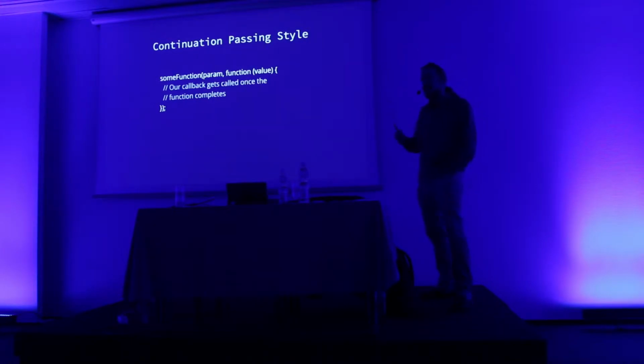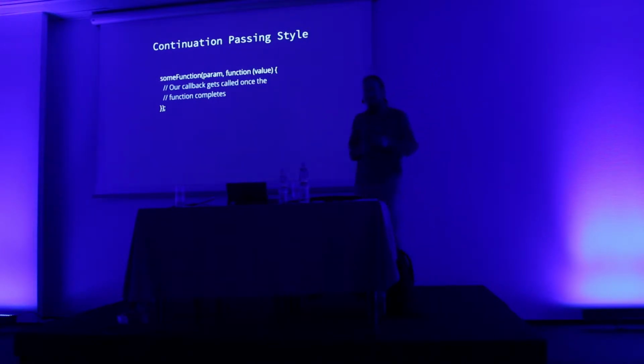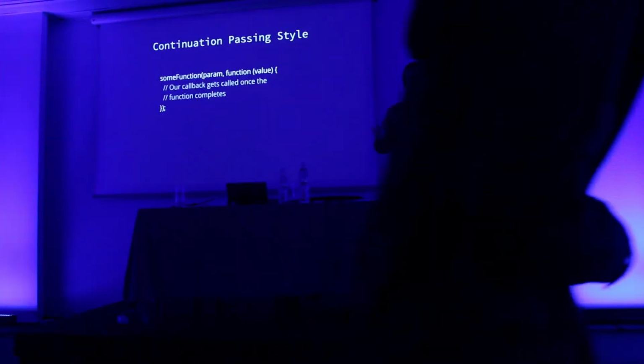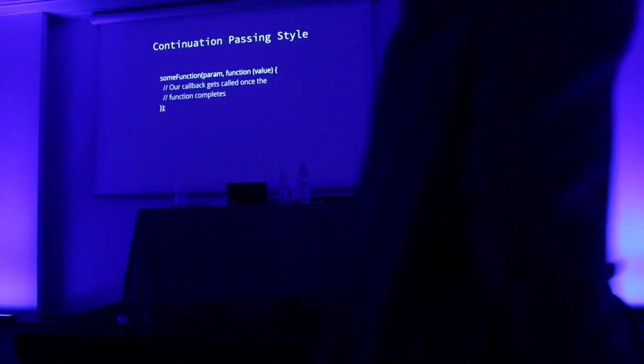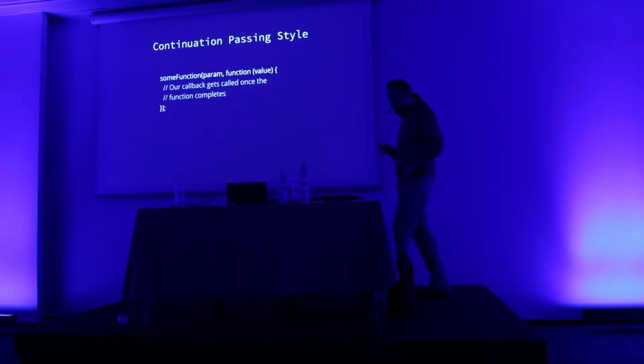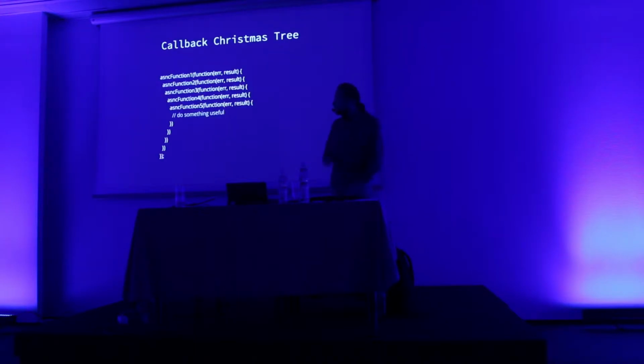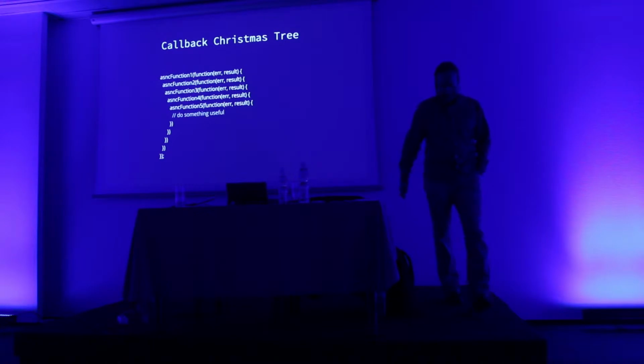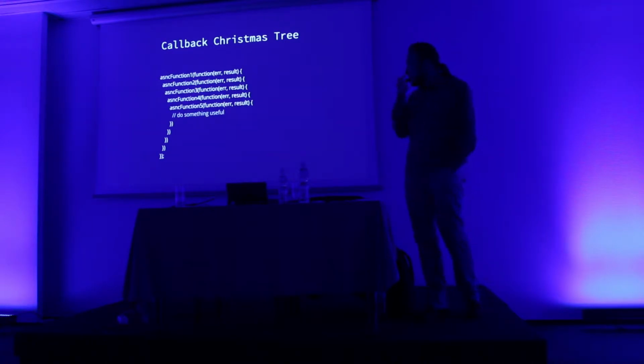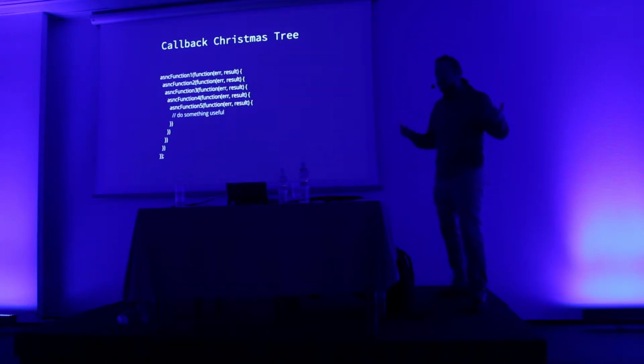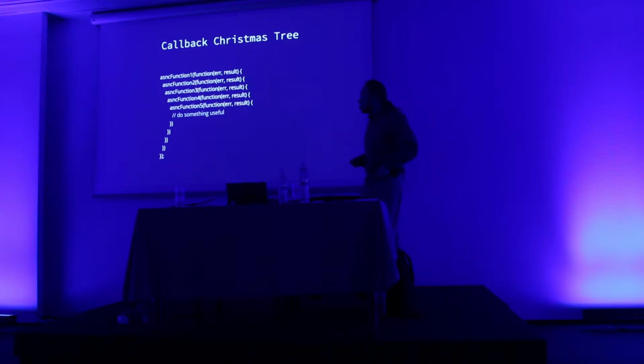So you call a function, and instead of waiting for the function to complete, you give it another function as an argument saying, hey, call this function when you're done. And then the rest of your software can be doing something else. The downside, of course, is this is how my first Node.js program looked. You get to this callback Christmas tree. Of course, now we have promises and stuff, but this is still how a lot of asynchronous JavaScript code looks like.